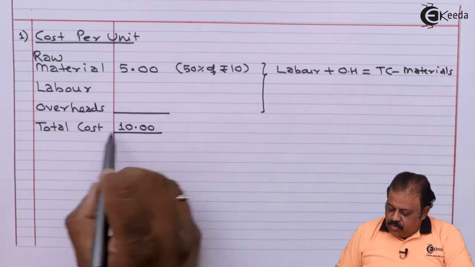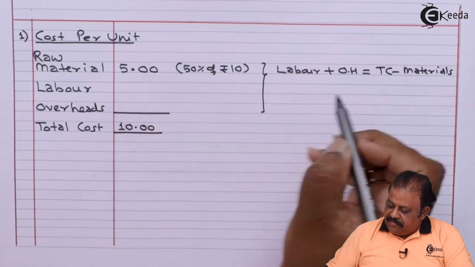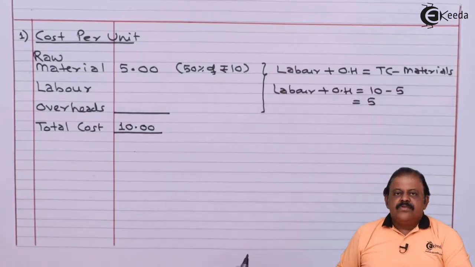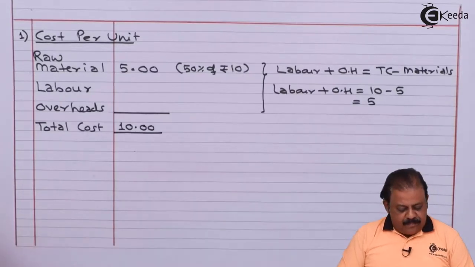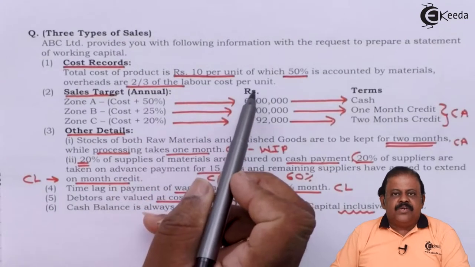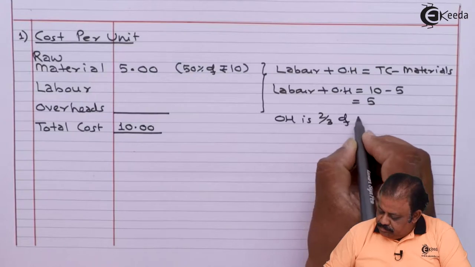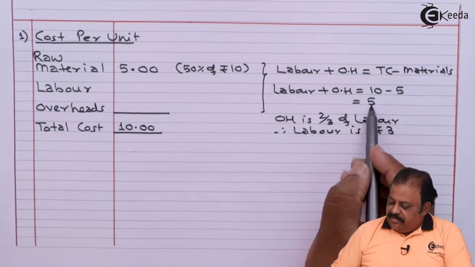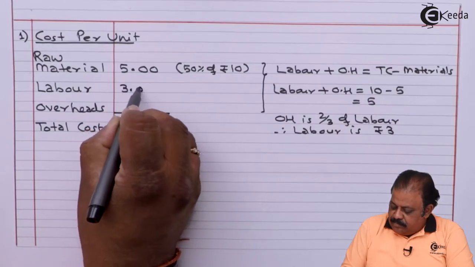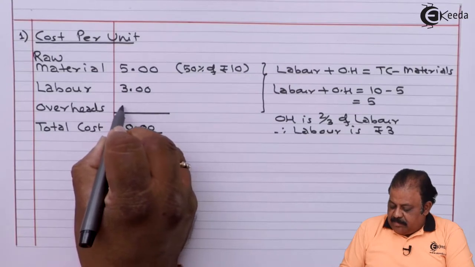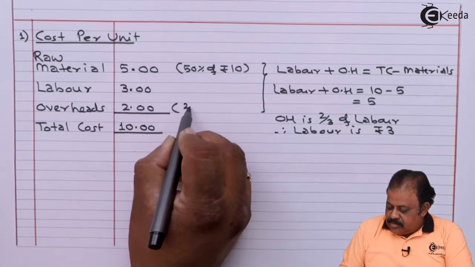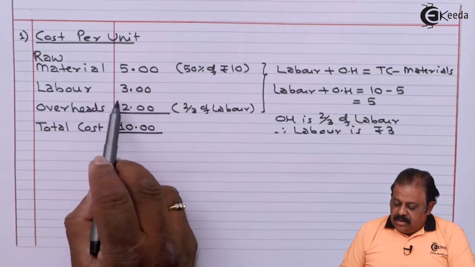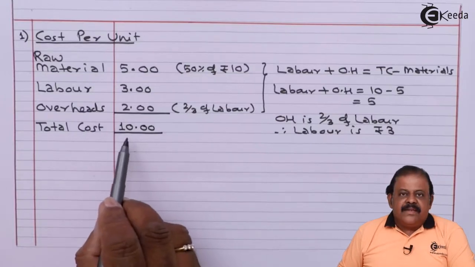Labor plus overheads is equal to total cost 10 minus material cost 5. So labor plus overheads is rupees 5. Overheads are 2/3 of labor cost per unit. Overheads are 2/3 of labor, total it is 5, that means labor must be 3 rupees. Overheads are 2/3 of 3 rupees, so that will be 2 rupees. So we got material 5 rupees, labor 3 rupees, overheads 2 rupees, total cost is 10 rupees.